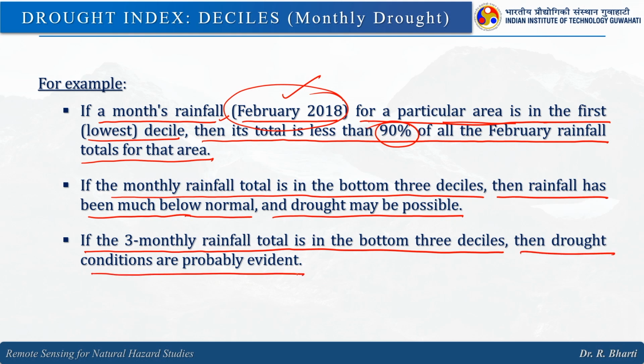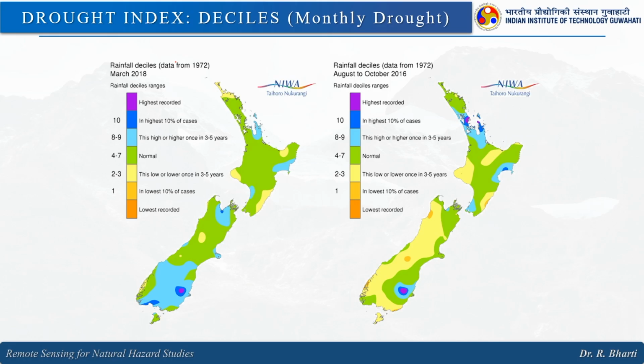So, like that we have to prepare this kind of spatial map using remote sensing and GIS, and here you can see different colors are representing different deciles, and these can be clearly identified whether a particular area belongs to which class. So, for this particular color it is this low or lower ones in 3 to 5 years.